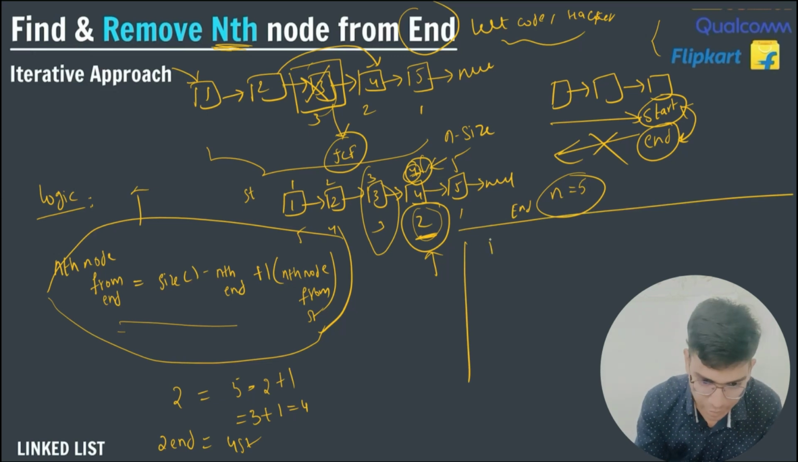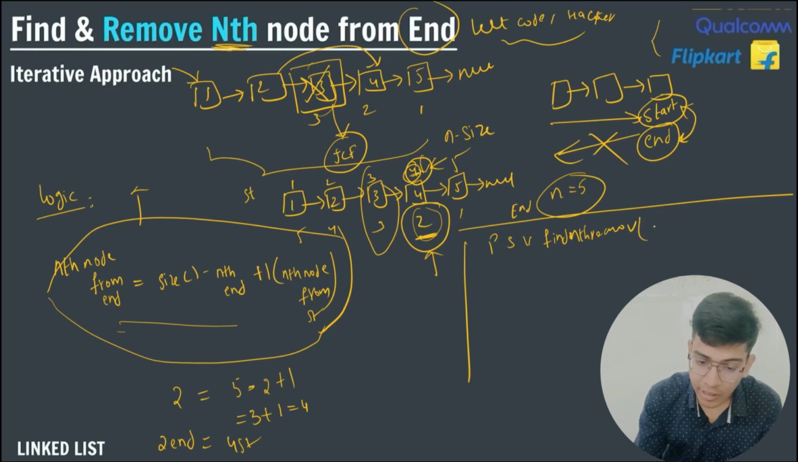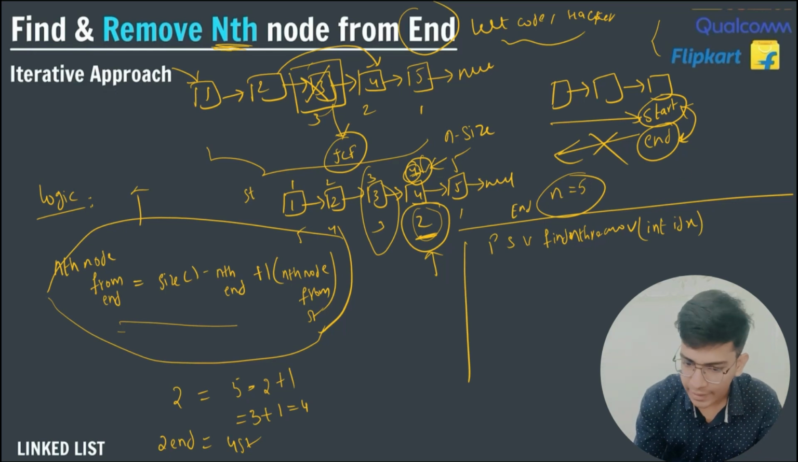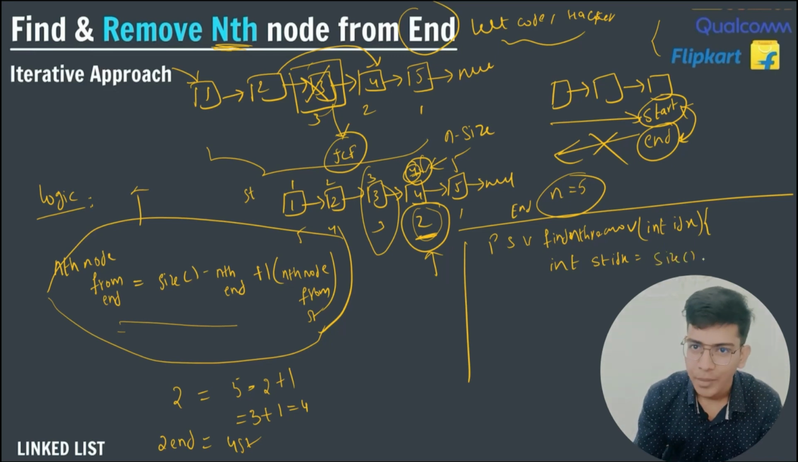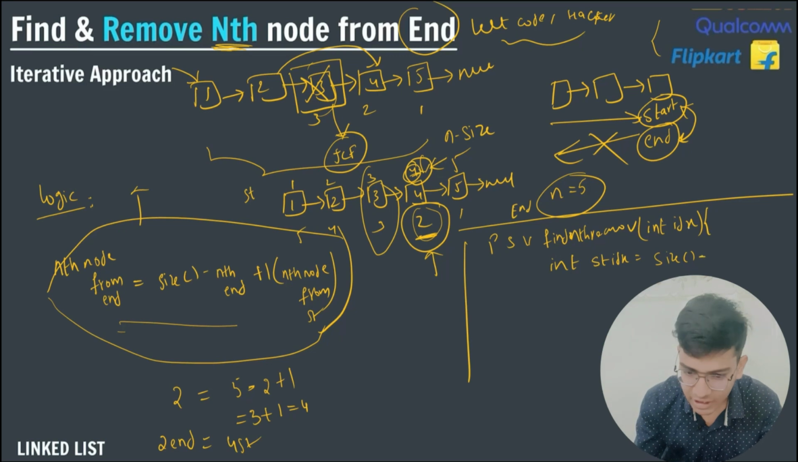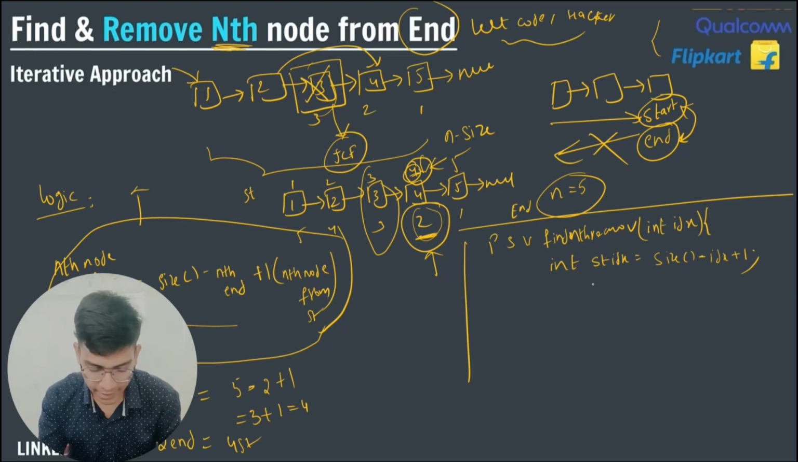So my public static void function, find nth and remove it. This is my function. Here the user will give me the nth index, let us say idx from the end. This is my given index. Here I am going to create a variable, start idx, which is equal to my size. I already know how to calculate the size of the linked list. So size minus idx plus 1.